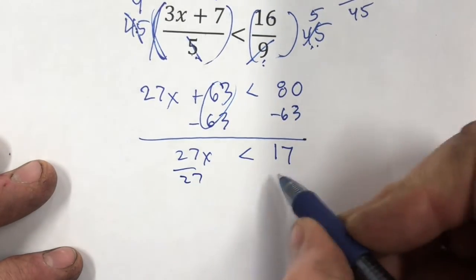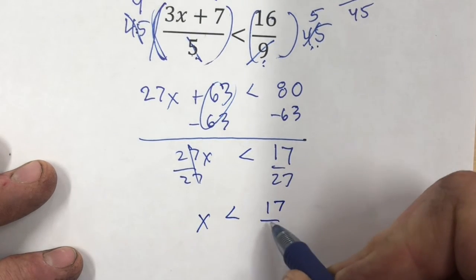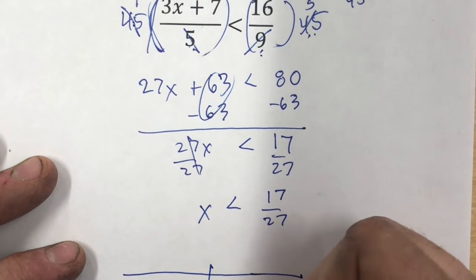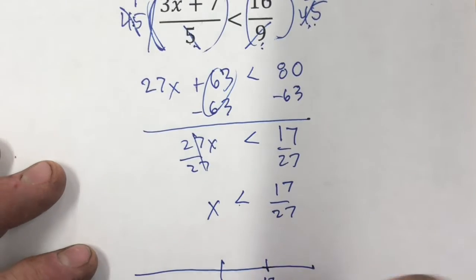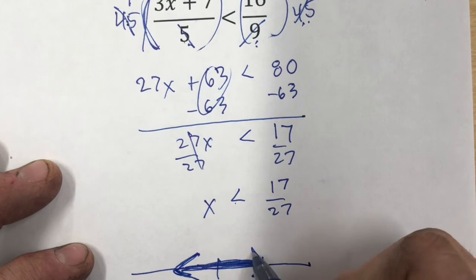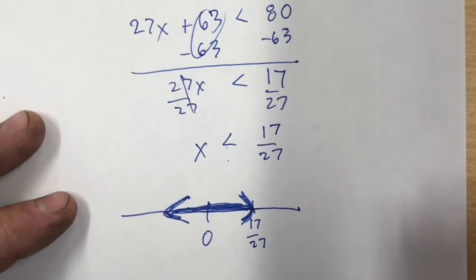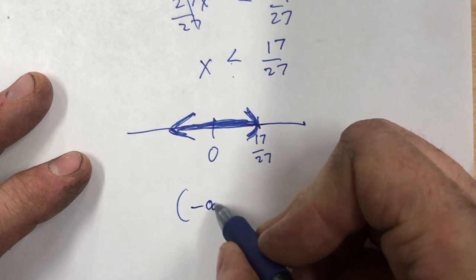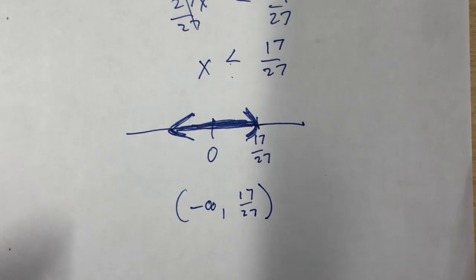And then divide by 27. And x is less than 17 over 27. If I draw my number line, here's 0. Right here's 17 over 27. x is less than that, so I'm going to have an arrow going this way with a parenthesis here. It does not equal, so it's a parenthesis. Oh, I got it off a little bit. And then my interval for that, the lowest is -infinity, the highest is 17 over 27 with the parenthesis, and that's my interval notation.